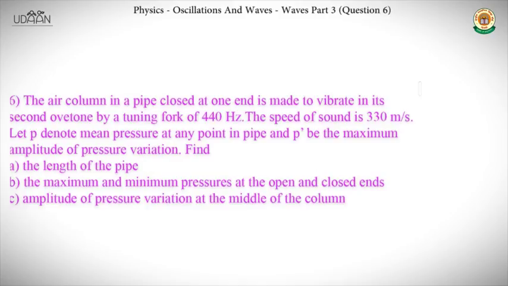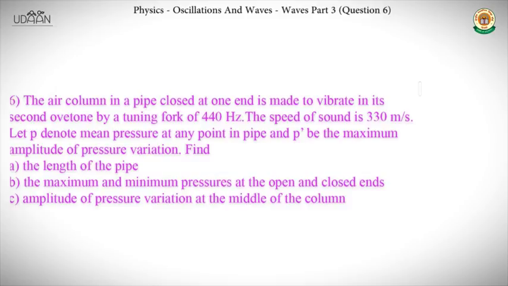Moving on with problem 6: the air column in a pipe closed at one end is made to vibrate in its second overtone by a tuning fork of 440 Hz. The speed of sound is 330 meters per second. Let P denote mean pressure at any point in the pipe, and P prime be the maximum amplitude of pressure variation. We have to find the length of the pipe, the minimum and maximum pressures at the open and closed ends, and the amplitude of pressure variation at the middle of the column.